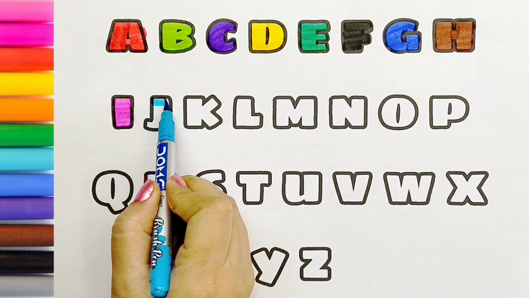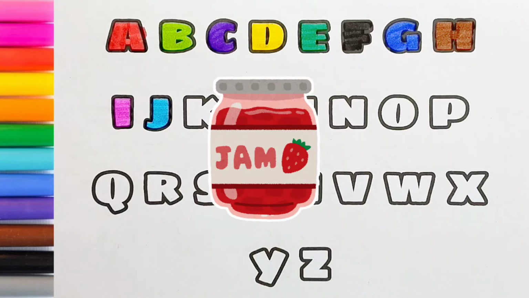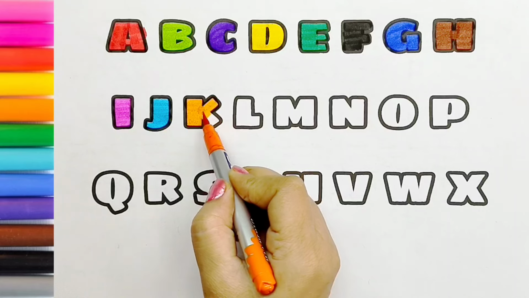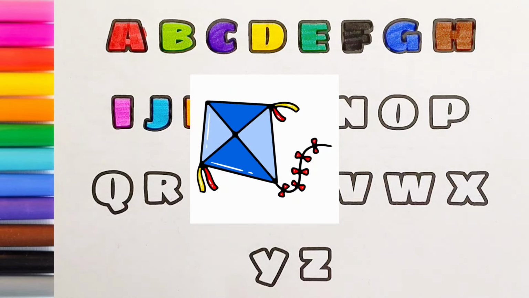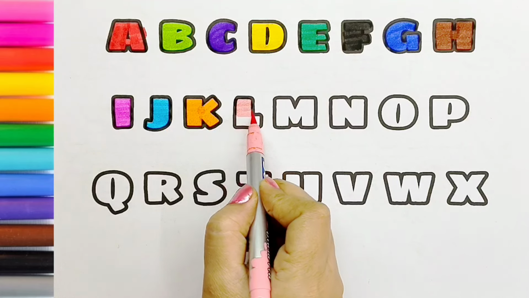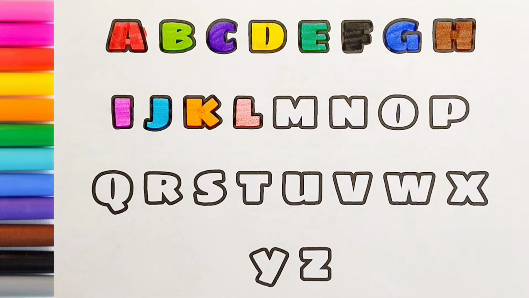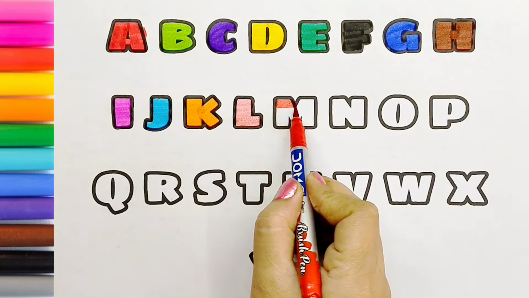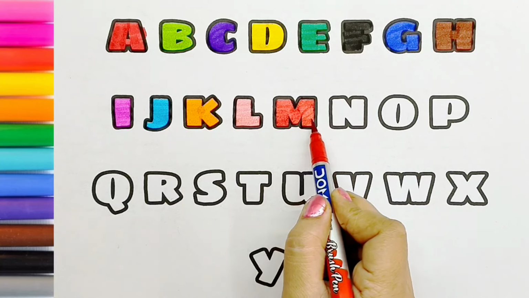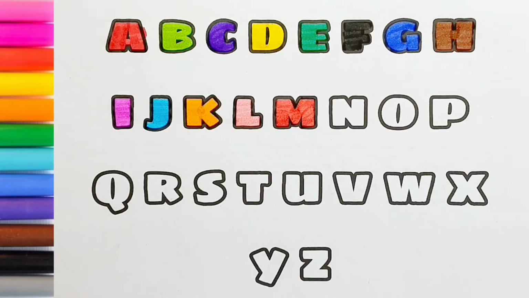Sky blue color, J. J for jam. Orange color, K. K for kite. This pink color, L. L for lion. Red color, M. M for mango.